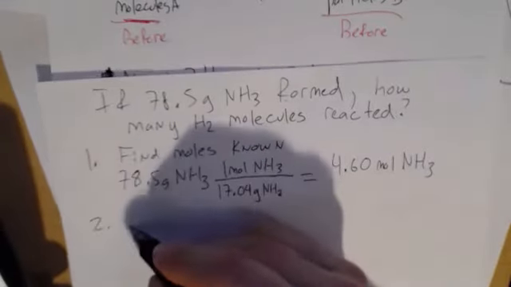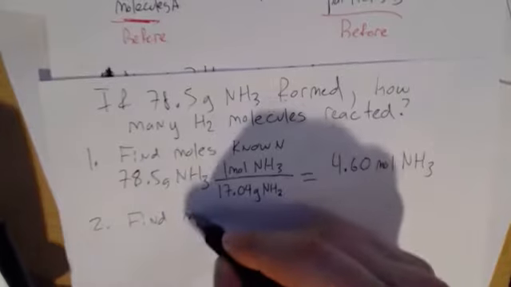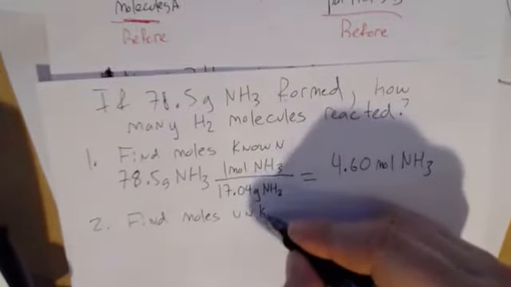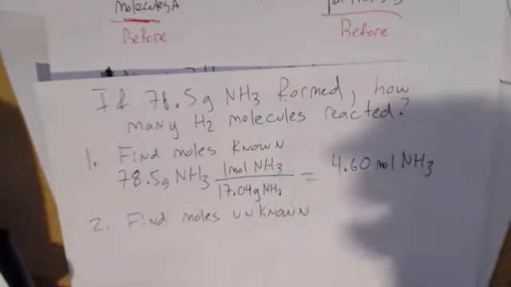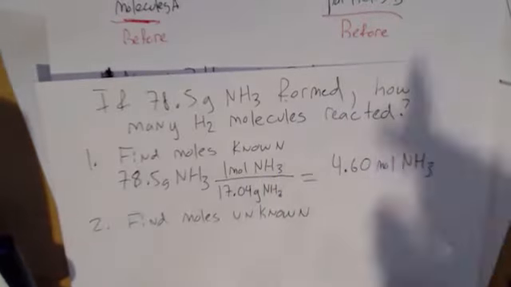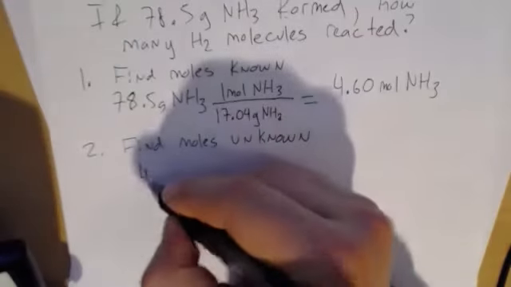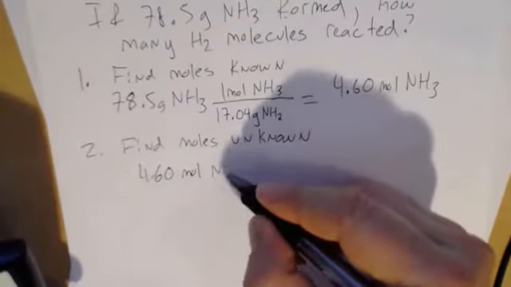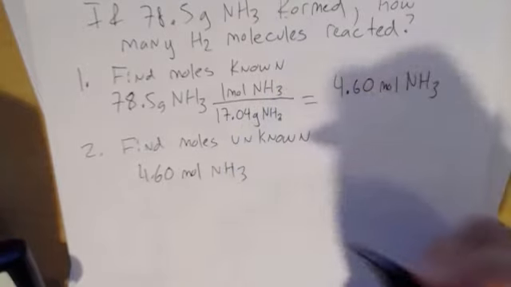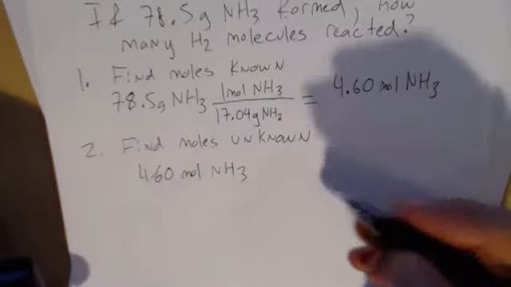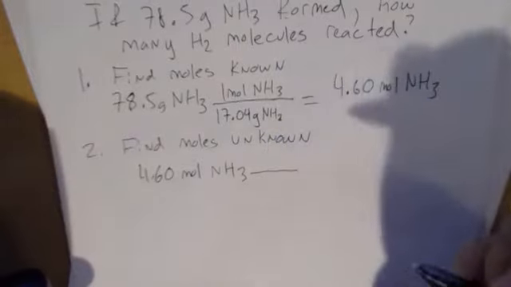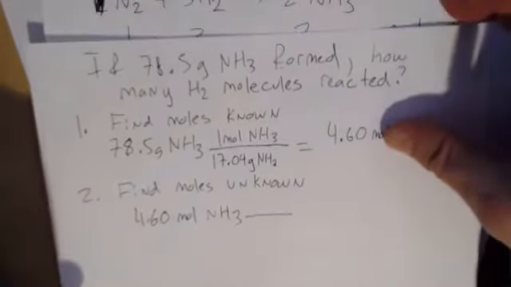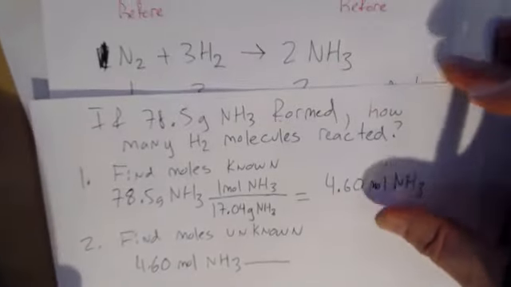Second step, find moles of the unknown. I'm going to use the answer from this one. 4.60 moles of NH3. I'm going to use the unrounded thing in my calculator. It's actually 4.604 stuff. What's the mole ratio? Wait, where's my balanced equation? Come back. Aha!